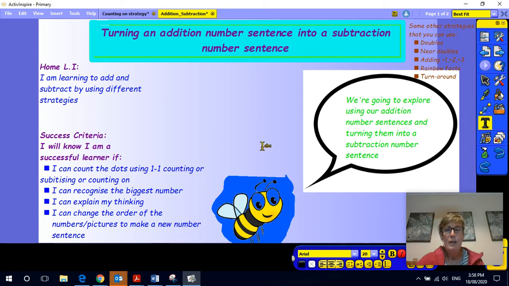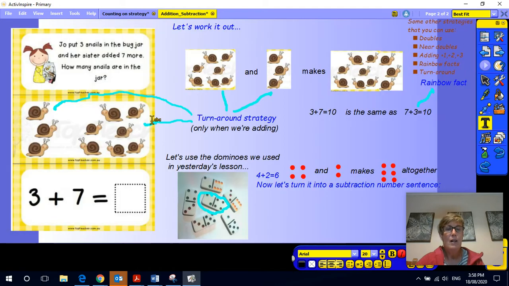So we're exploring adding numbers and how we can use those numbers that we're adding and turn it into a takeaway. And up in the corner, you'll notice just some strategies that we have been looking at. We're going to use the turnaround strategy today to help us with this first number sentence. So let's have a look at what it says. Jo put 3 snails in the bug jar and her sister added 7 more. How many snails are in the jar?